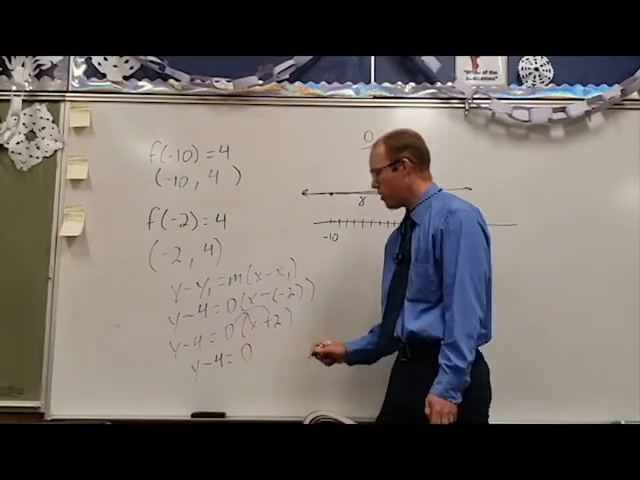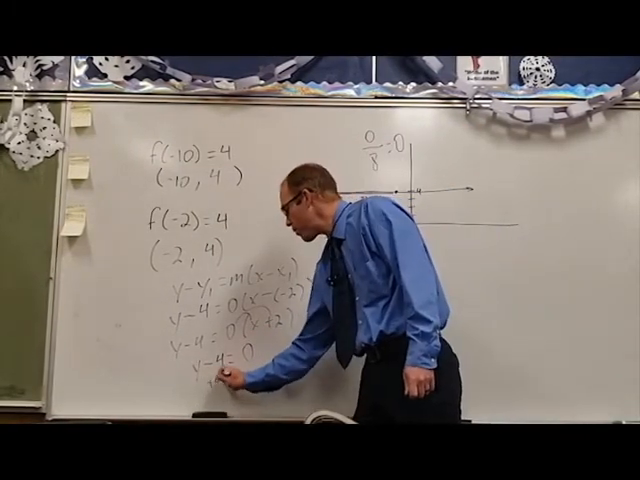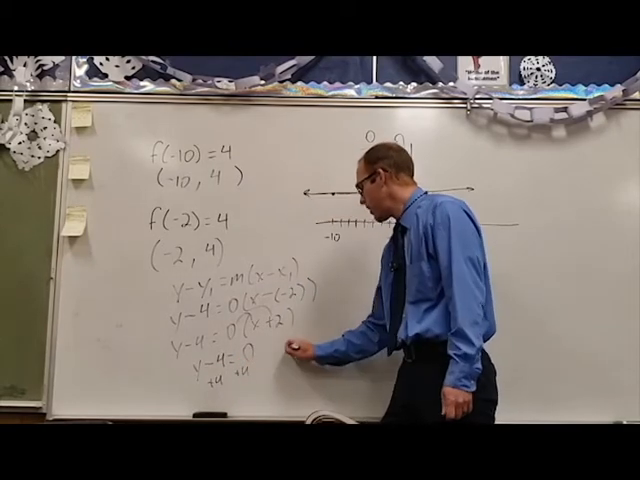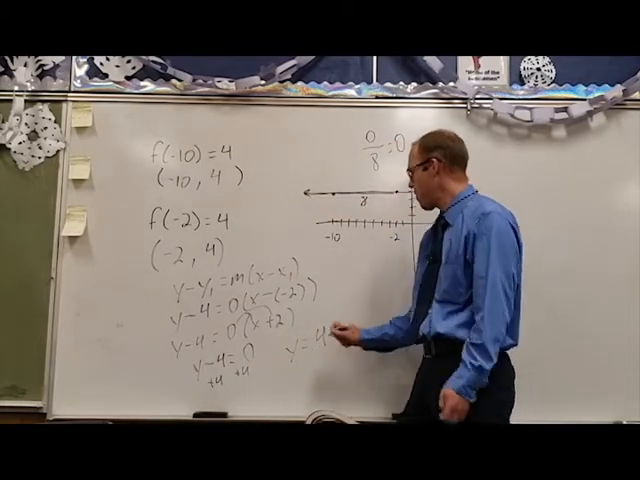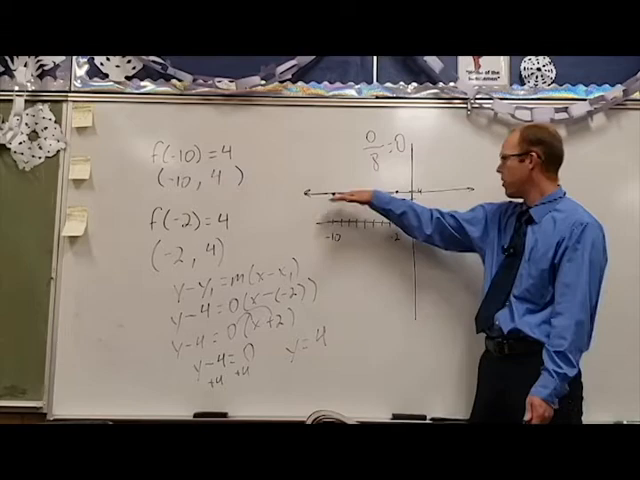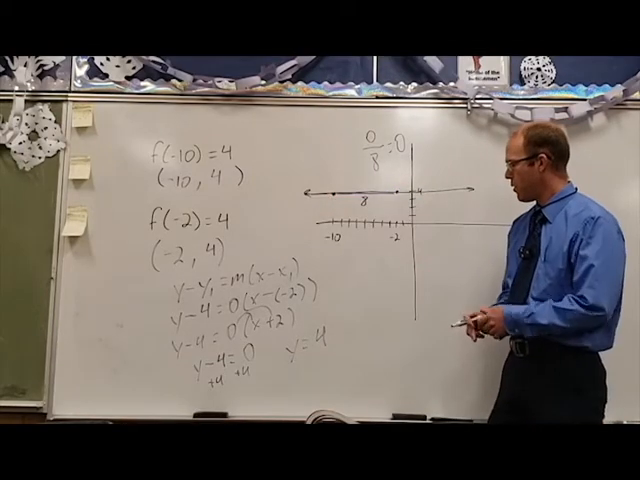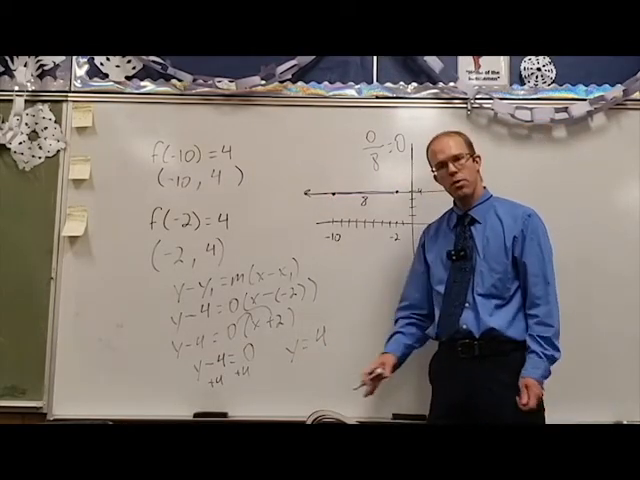Okay, so we end up with 0 on this side. Let's add 4 on this side, and we get y equals 4, which is the graph of a horizontal line at 4, and so we confirm what we have there. And we're finished with this question.